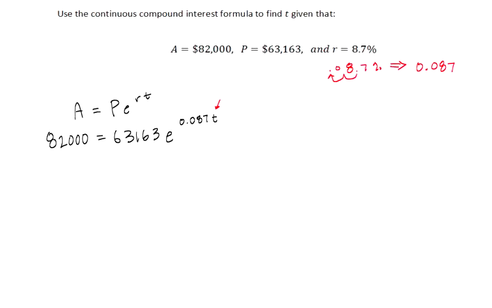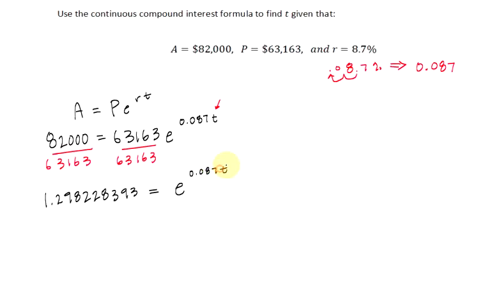But before we do that, there's one thing that we can do beforehand. In order to isolate t on the right hand side, we can go ahead and divide by 63,163. So we can get that number out of the way. When you put 82,000 divided by 63,163 into your calculator, you should get 1.298228393. And on the right hand side, we still have e to the 0.087t power.